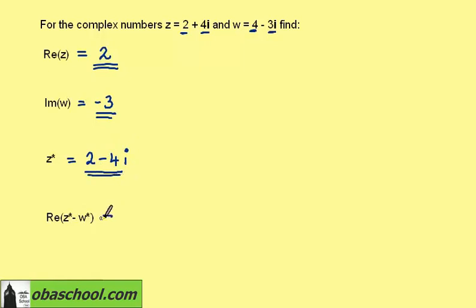Finally, we want the real part of z star minus w star. z star is 2 minus 4i, and we need to take away w star, which is going to be 4 plus 3i.